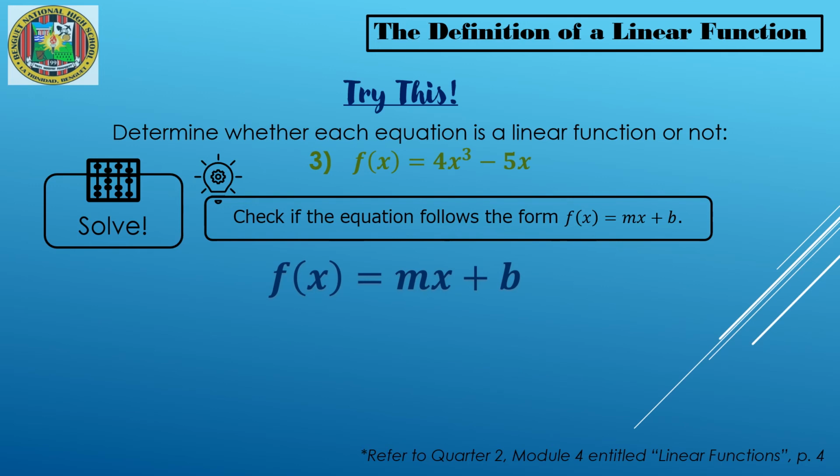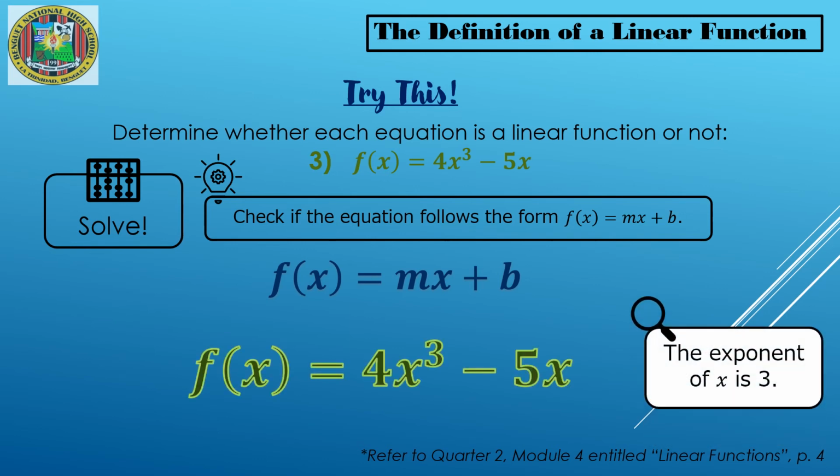Finally, we take a look at the third equation we are given. The equation begins with the notation f(x). However, we can already see in the expression it is equal to that there is a term which has an exponent more than 1. Therefore, this equation does not follow the form f(x) = mx + b.